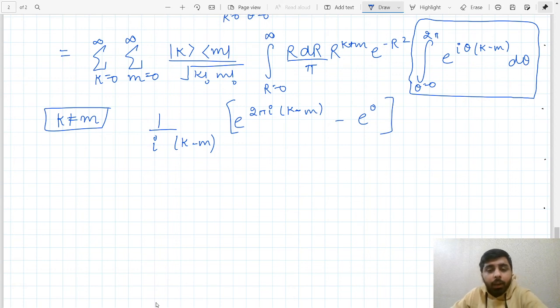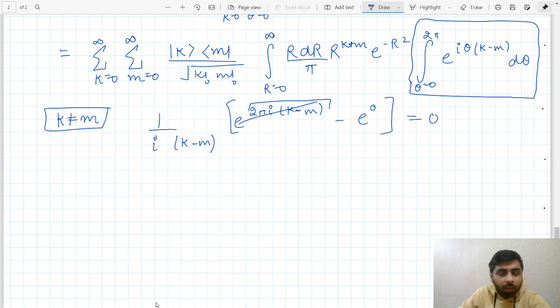Now, looking at this, we know that k minus m will in any case be an integer only. It will not be a fraction. So we can be sure that this is a multiple of 2 pi i. So this is 1 and this is 1 and this becomes 0. So for k not equal to m, this becomes 0. How about k equal to m? So when k is equal to m, this whole power will become 0 and the integrand will be just 1. So the integral of d theta from 0 to 2 pi will be just 2 pi.